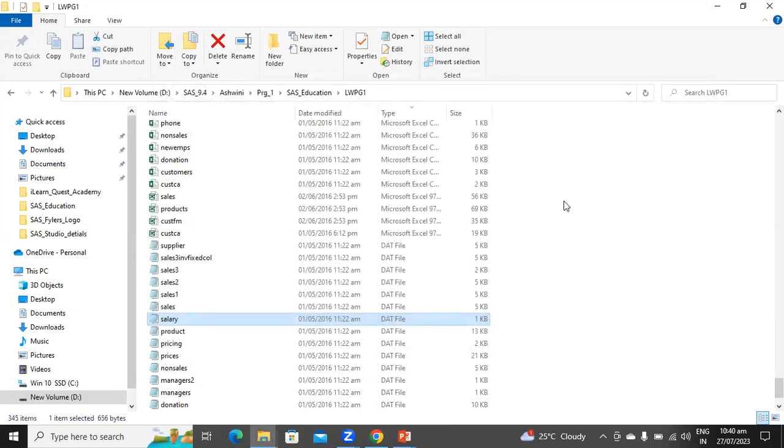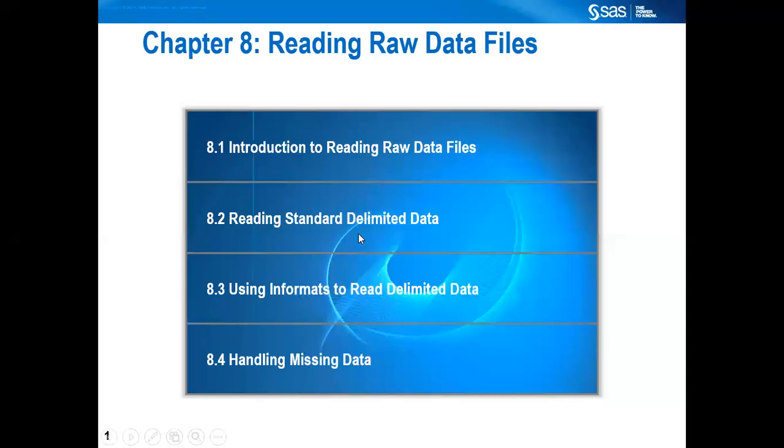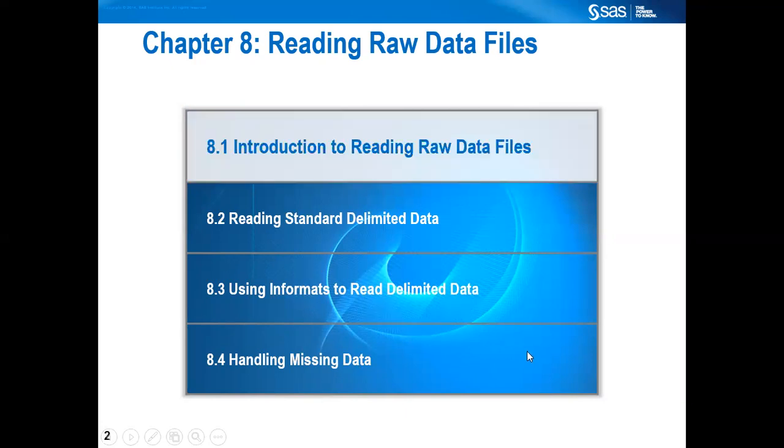To go into more detail, we'll get introduced to what a raw file is and how to read it. Then we'll see how to read standard delimited data. Then we'll use informats to read the delimited data, and we'll see how to handle missing values within the data. So let's start with the first topic, getting introduced to reading raw data files.